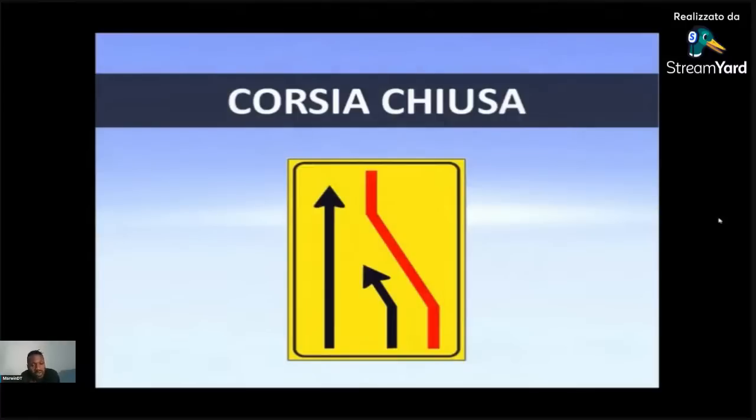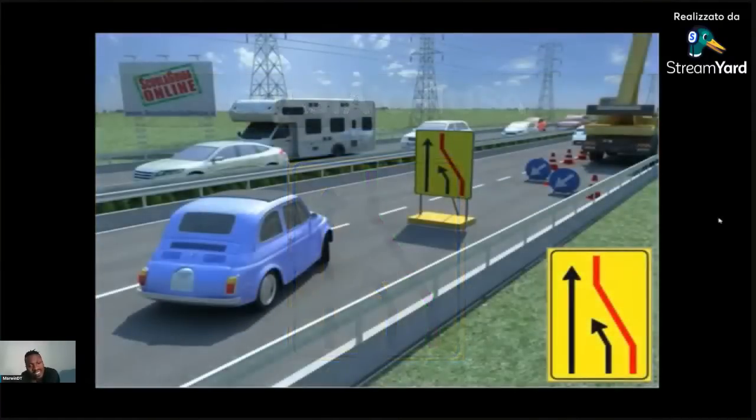Corsia chiusa, meaning on the right side, the lane is closed. And the only lane which will be accessible will be the left one because they are working on the road. I repeat, because they are working on the road. Why? Because the background of the sign is color yellow.